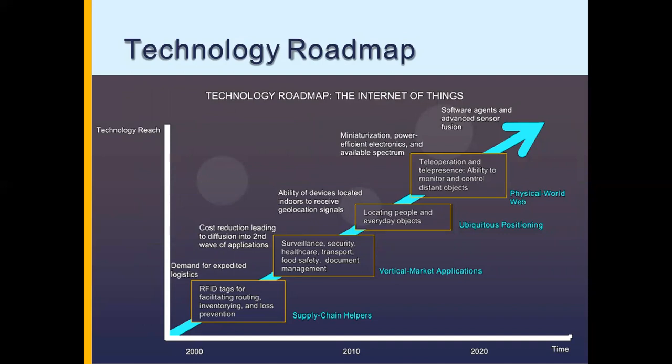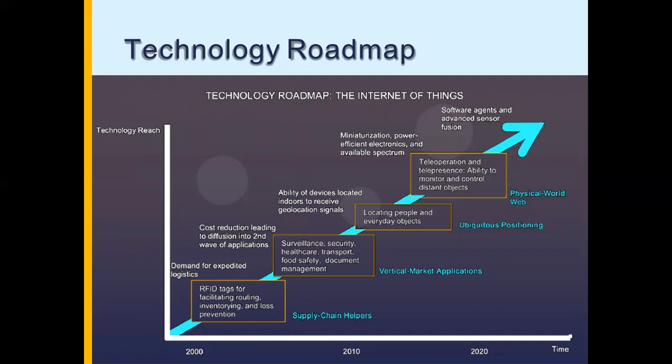This is a technology roadmap, which means the drastic growth of the technology from 2000 to 2020. This is the growth. What is the growth that we could see? Before around 2000, in those days we used to have RFID, radio frequency identification tags, for facilitating routing, inventory, and loss prevention.